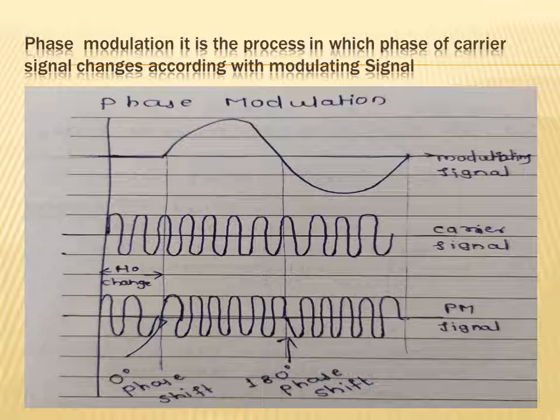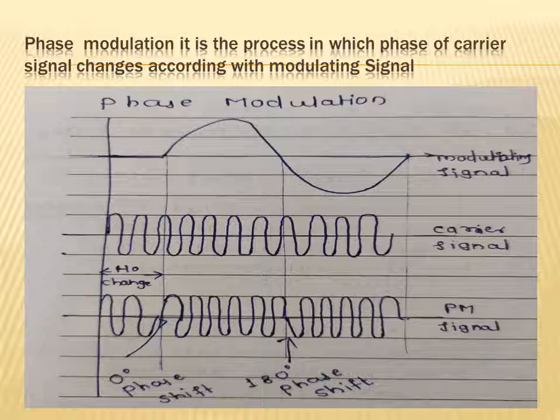Amplitude modulation is the process in which the amplitude of the carrier signal varies or changes according to your modulating signal.